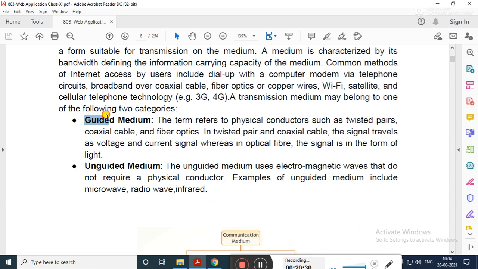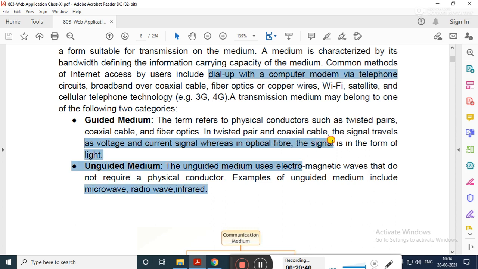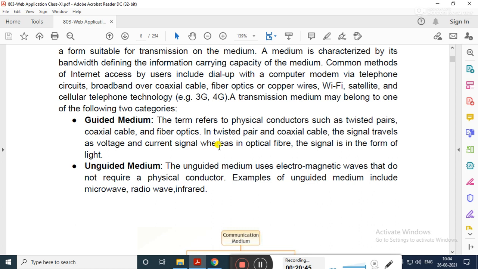What is the guided medium? The term refers to physical conductors such as twisted pair, coaxial cable, and fiber optics. In twisted pair and coaxial cable the signal travels as voltage and current signals, whereas in optical fiber the signal is in the form of light. So the term refers basically to physical conductors such as twisted pair, coaxial cable and fiber optics. So in a guided medium you need a cable. It does not happen in wireless. A wire or cable is needed.